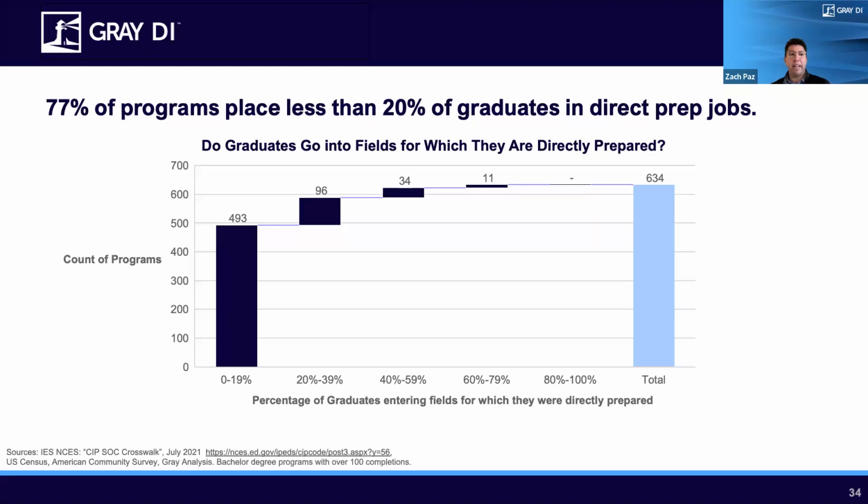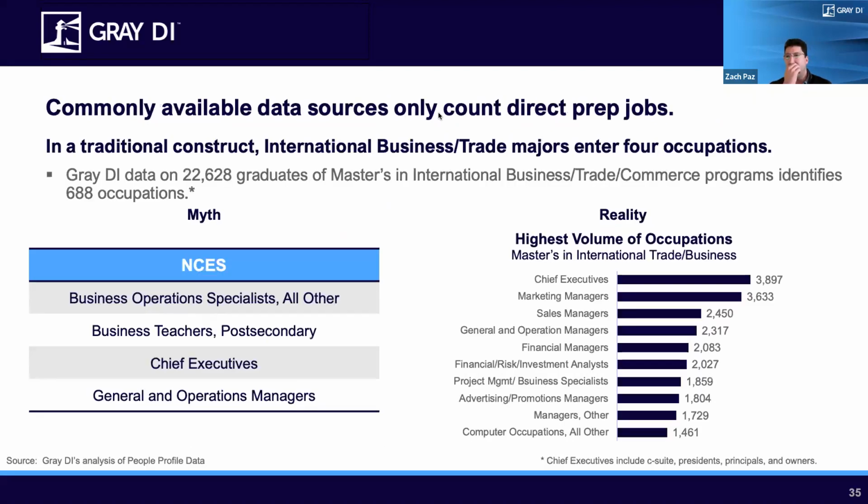And if you're missing that 80% of the opportunity, how might you be missing the opportunity to prepare them for those other fields that they might go into? So we have some examples of this. Here's an example of looking at the international business and trade majors.